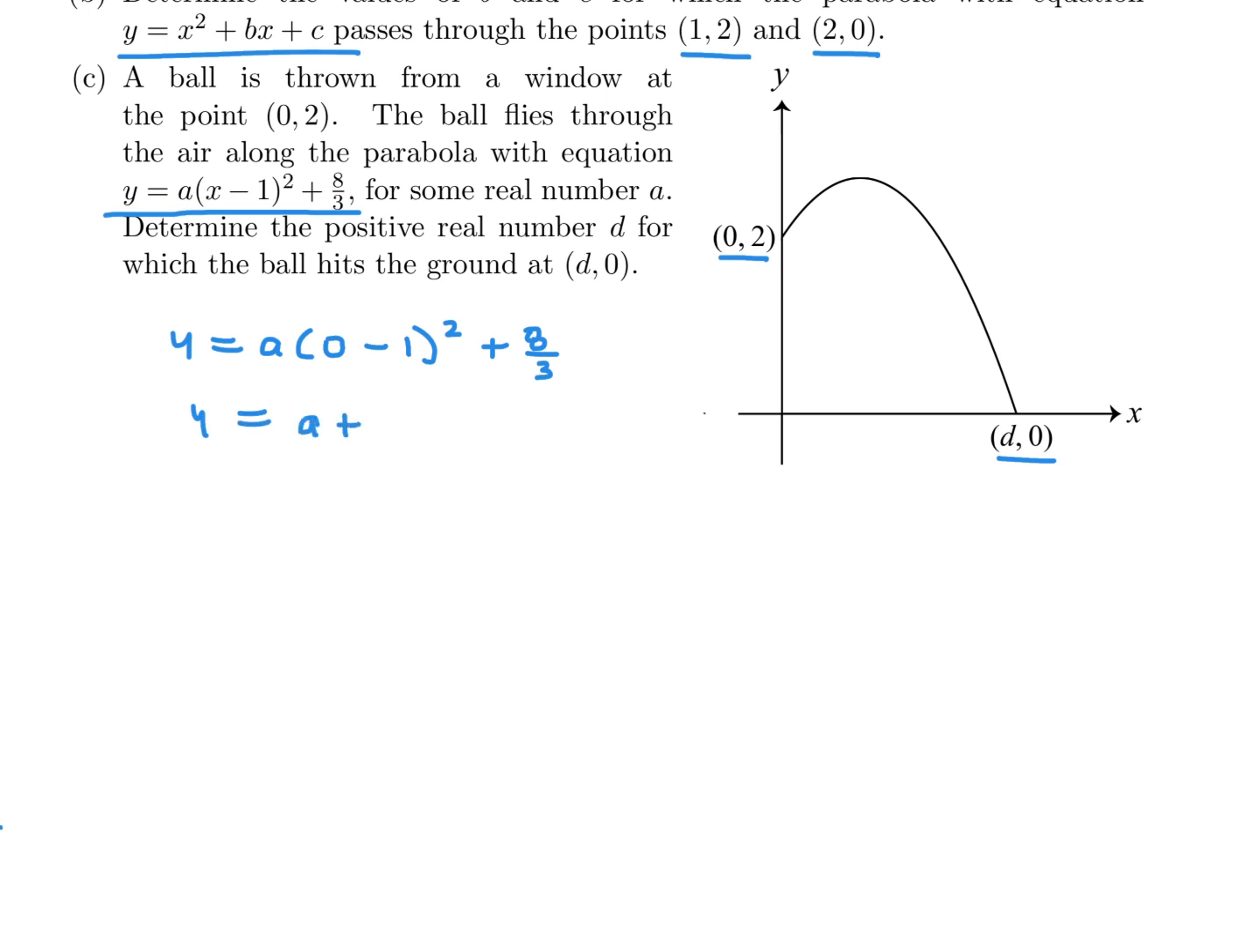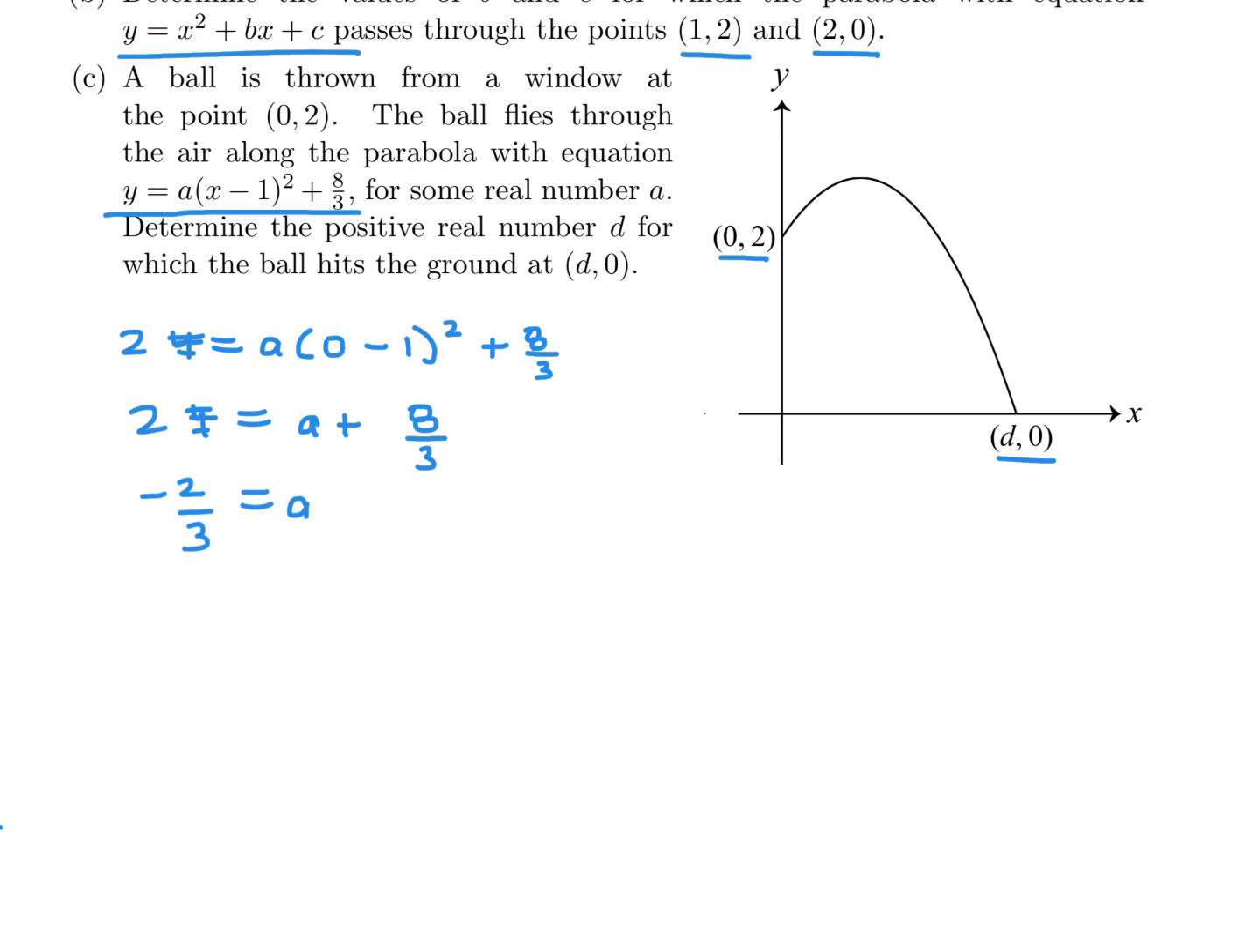Oh, wait. I got to sub in my y value. When y is 2, so I should have put 2 in there. I almost forgot that. So 2 is equal to a plus 8 over 3. And therefore a you can easily solve. It'll be minus 2 over 3. Okay, so that's pretty quick.